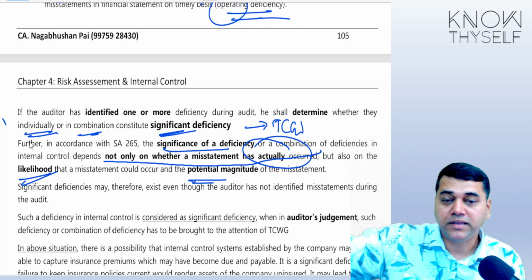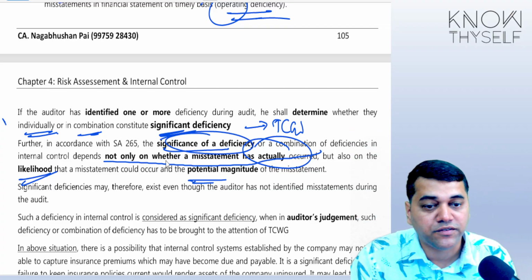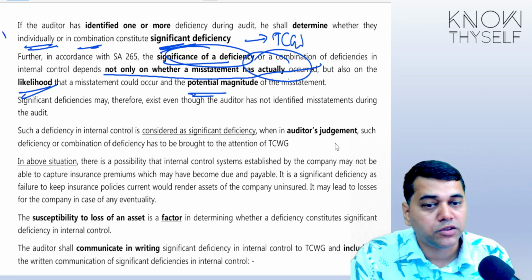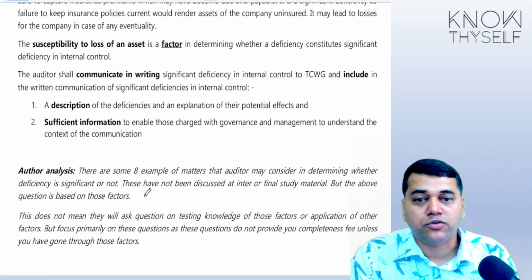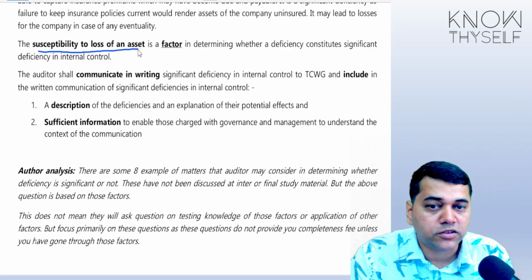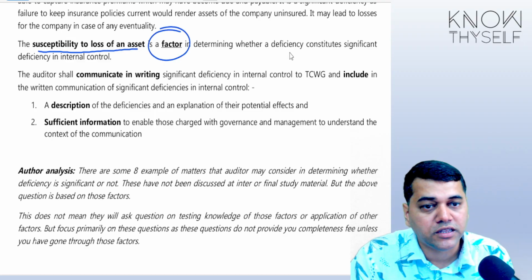What may happen, that also you should consider as part of the significant deficiency. Yes, and it all depends upon the auditor's judgment. Yes, so here the susceptibility of a loss of an asset is a factor in determining the deficiency.